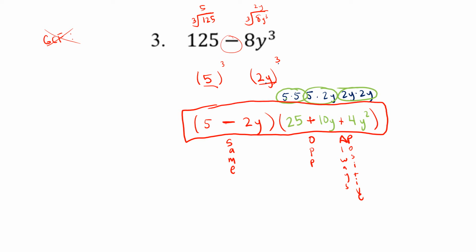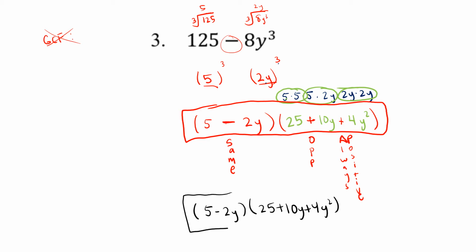I'm just going to rewrite it down here. 5 minus 2y, 25 plus 10y plus 4y squared. Just make sure when you get to this point, these two signs here should be opposite because of SOAP, so just make sure you always check that just to be certain. But that hopefully helps you out there with number 3.